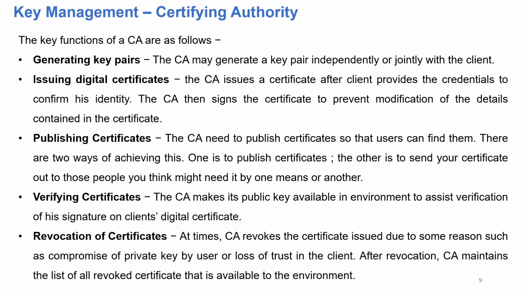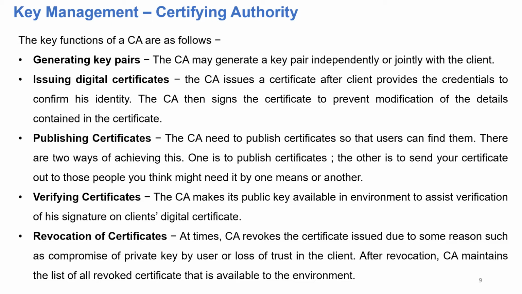Now, what are the key functions of the certifying authority? The first one is to generate the key pairs. Your key pairs are usually your public and your private key. The certifying authority may generate a key pair independently or jointly with the client. The next process is to issue the digital certificates. The CA issues a certificate after the client provides his credentials to confirm his identity. So the client provides his correct details in order to confirm his identity, which is usually in the form of the public key.